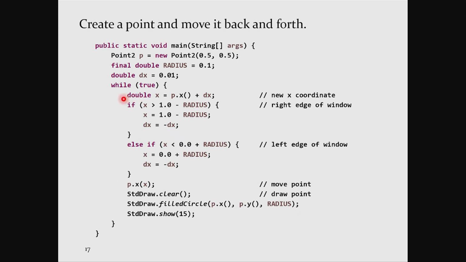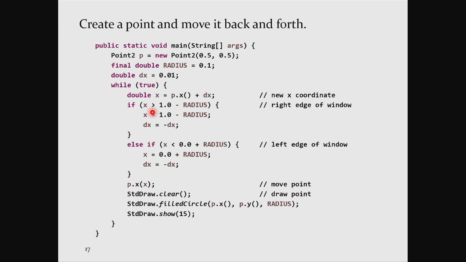Okay, so I take the current location of that point, the x-coordinate, so p.x, what is the current x-coordinate of the point? And I add dx to it. So in other words, I move it by 0.01. And now I check, when I move that point, does it go off the right-hand side of the screen? The right-hand side of the screen is x equals 1. So does it go off the right-hand side of the screen?